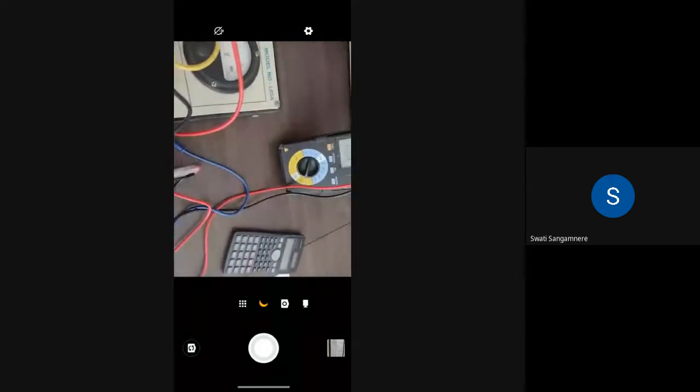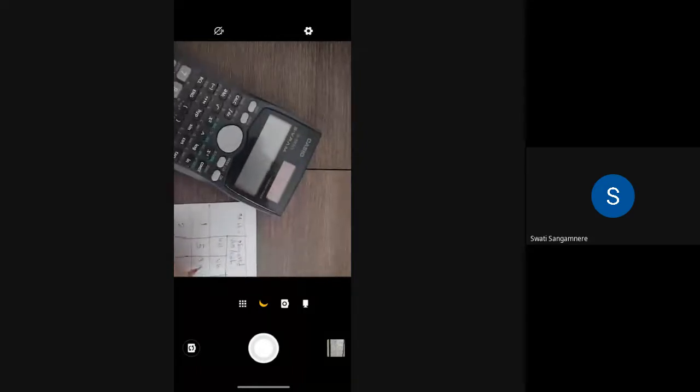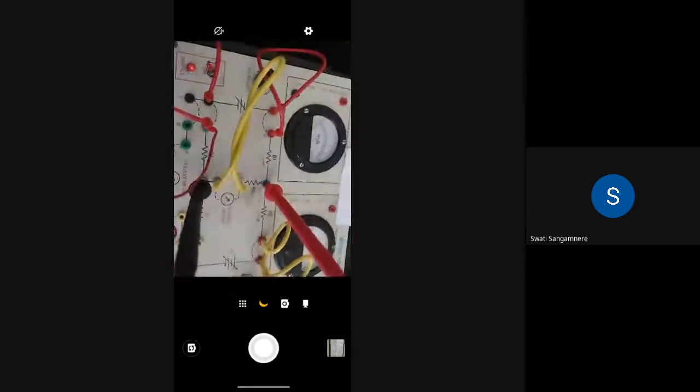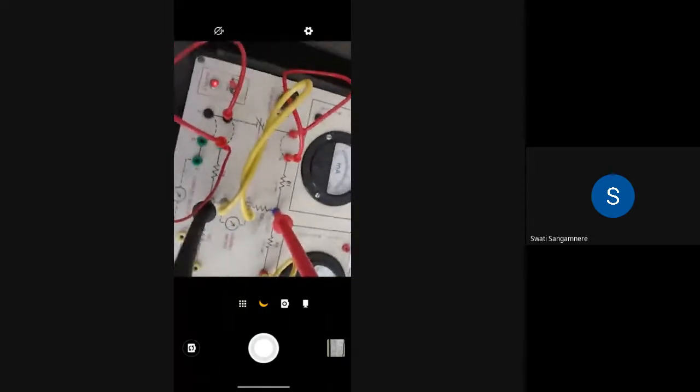See, the voltage is 3.50 volt. Okay, so you can write down in the observation table the node voltage VB is 3.50. Then we can measure the VR3, that is the voltage across resistance R3. It will be the same as the node voltage VB.